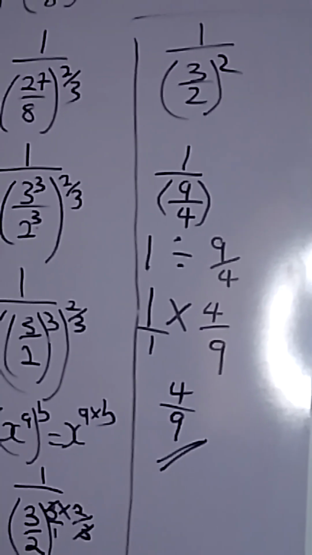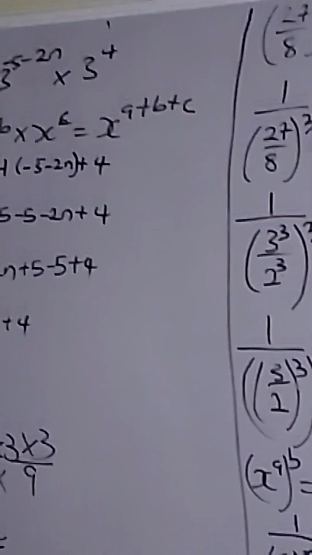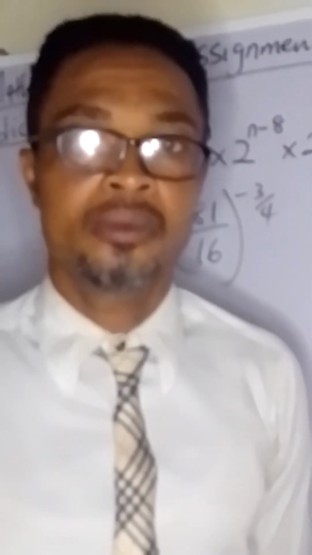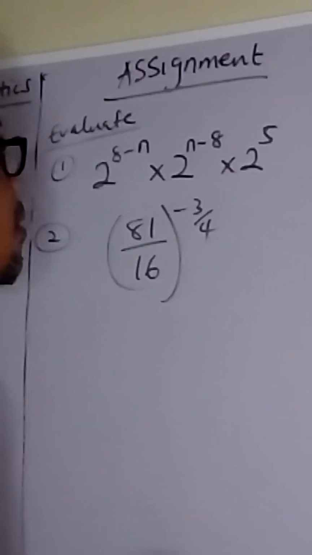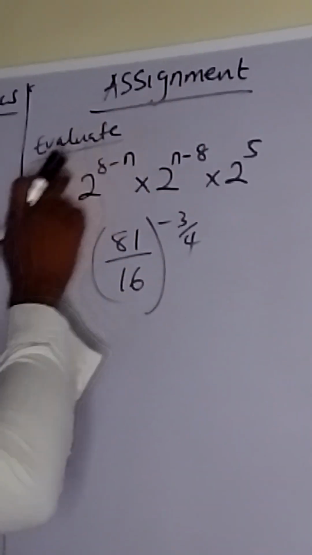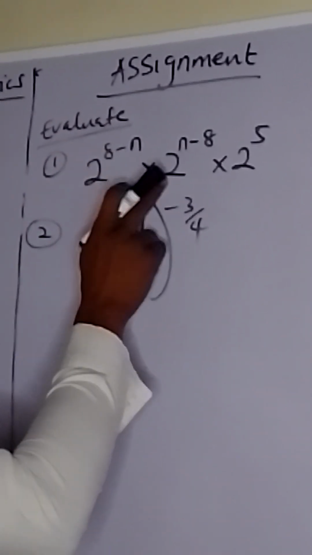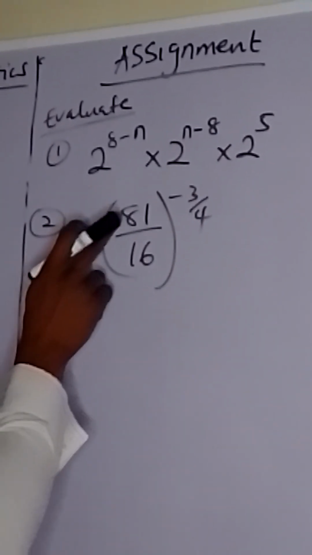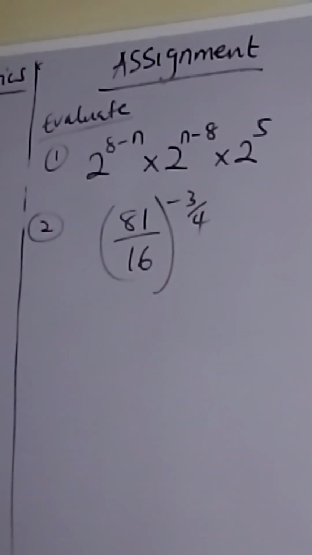Okay, that's what we will do for now, and then I will give you the assignment that you will do. Okay, having concluded the solvings, I have an assignment for you. Evaluate number 1, 2 raised to power 8 minus n times 2 raised to power n minus 8 times 2 raised to power 5. Number 2, 81 over 16 all raised to power minus 3 over 4.